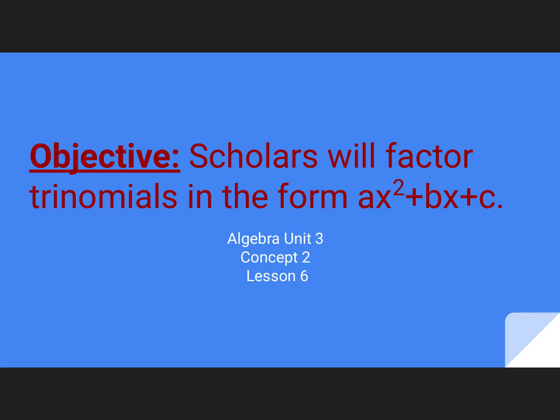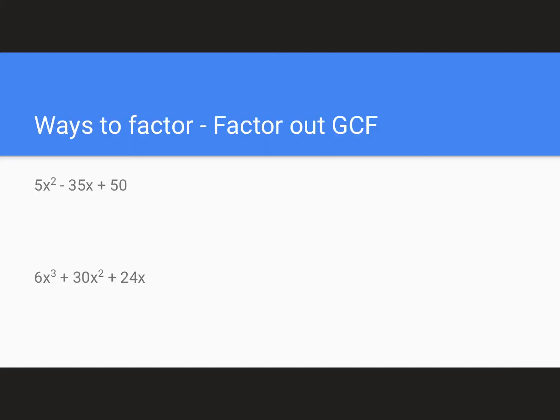Today, scholars will factor trinomials in the form ax squared plus bx plus c. You'll notice now we have something multiplying with our leading term. So we have an a in addition to our b and our c. There are a couple different ways to do this. I'm going to introduce you to two of those today.